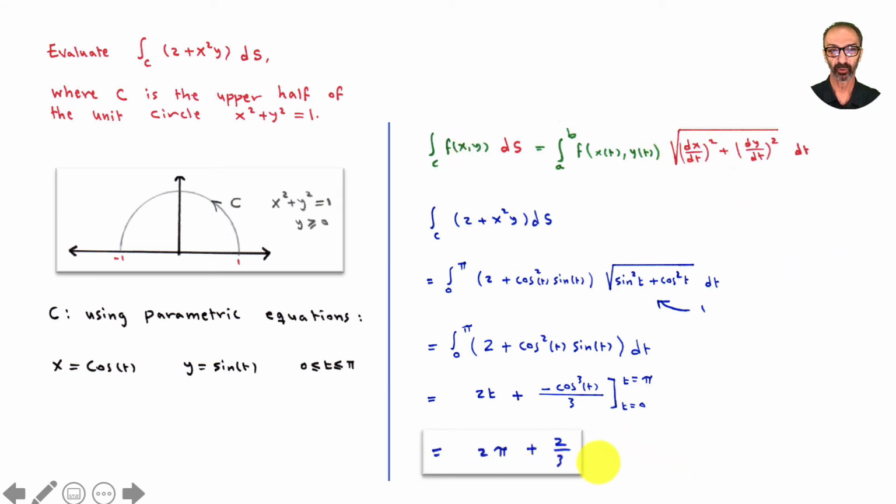Doing the math, I got 2 pi plus 2/3. Okay, that should do it for this example. Let's take another one.